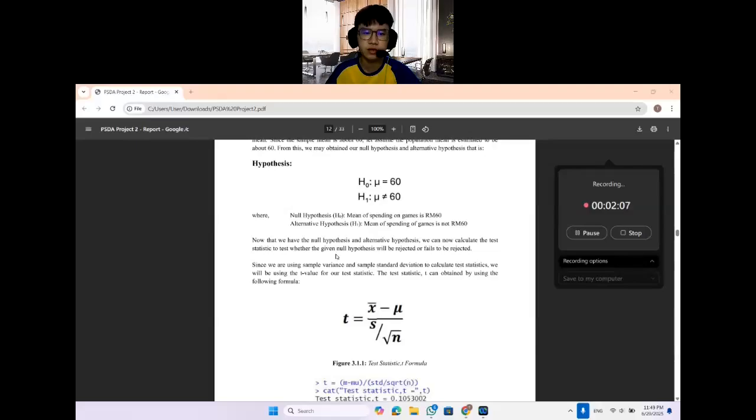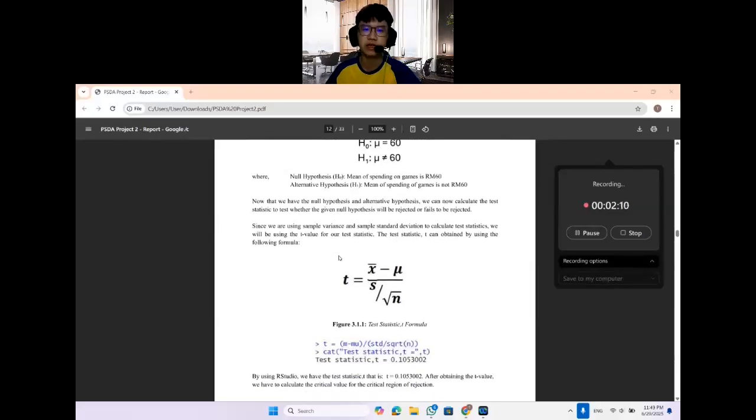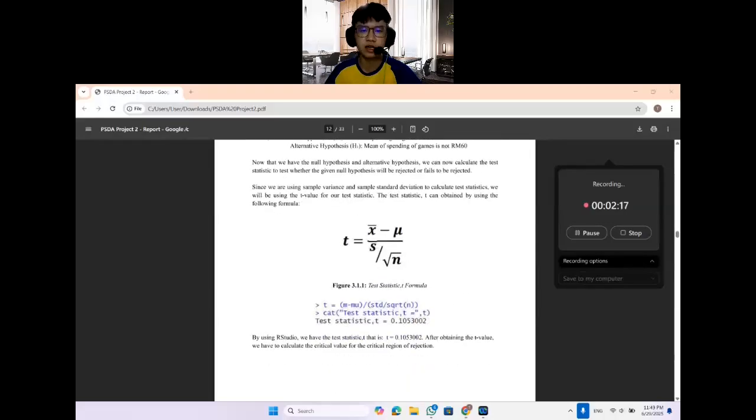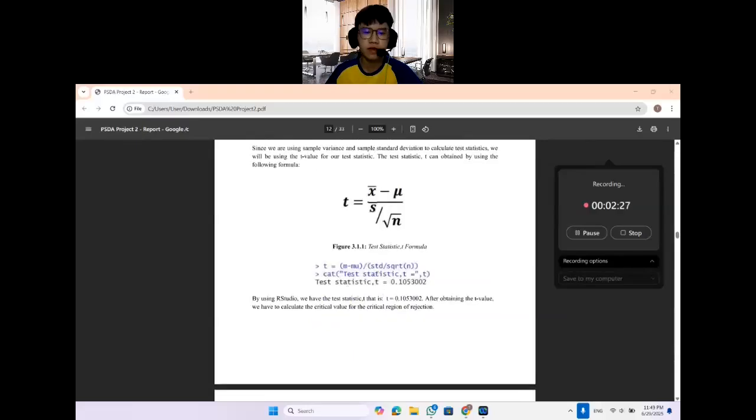Now we have the null hypothesis and alternative hypothesis. We can calculate a test to check whether, given the null hypothesis, we reject or fail to reject it. So this is the test statistic formula. By using RStudio, we obtained the test statistic. T is 0.105300.